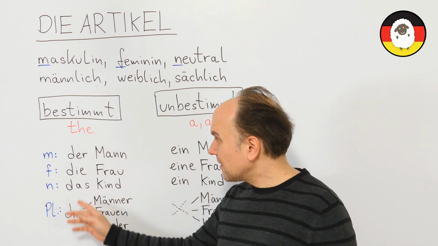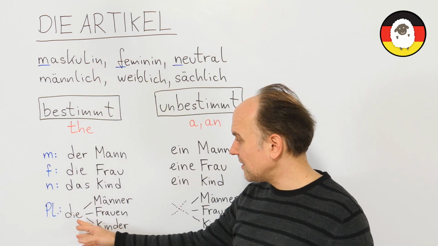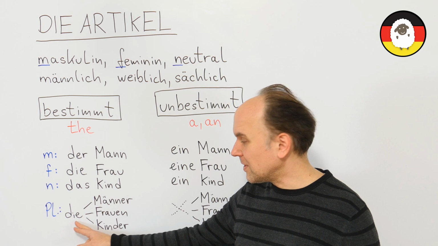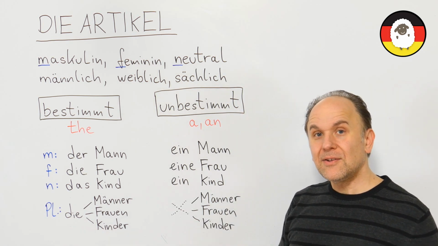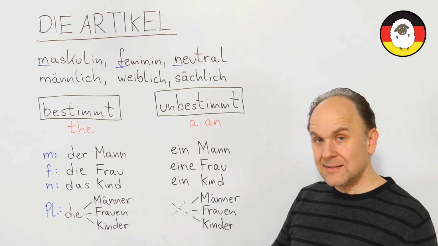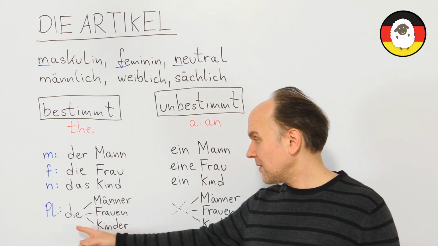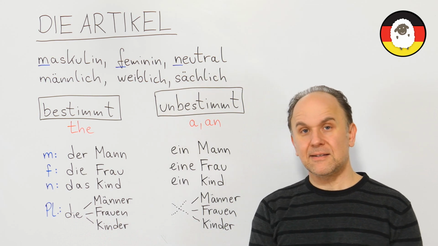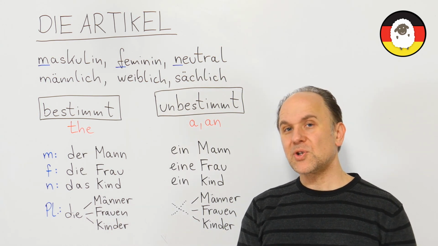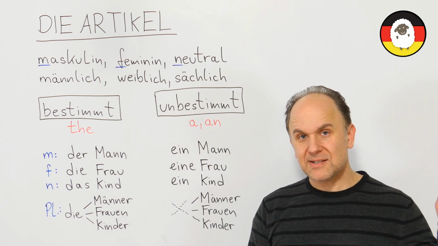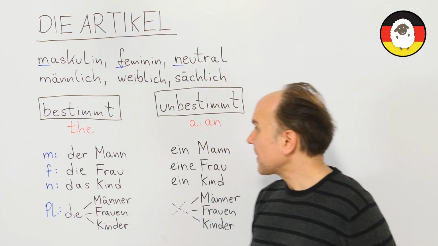Now the plural article, the definite article in plural, is always die, no matter what the word. So the men would be die Männer. The women, die Frauen. The children, die Kinder. So the plural is always die for the definite article.